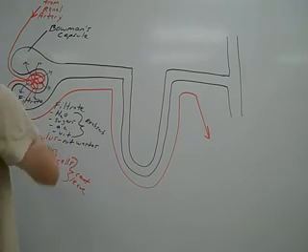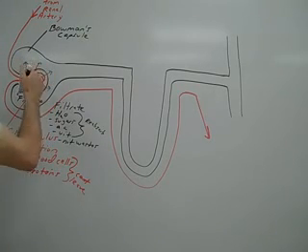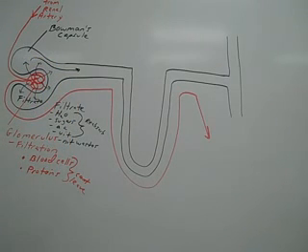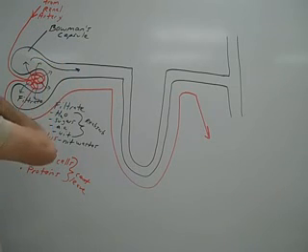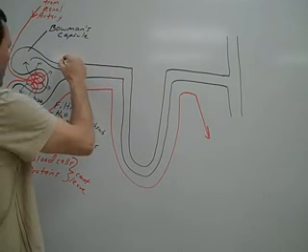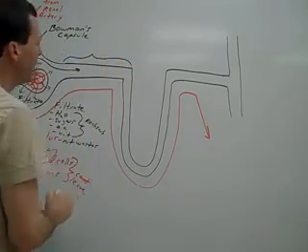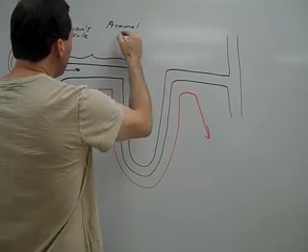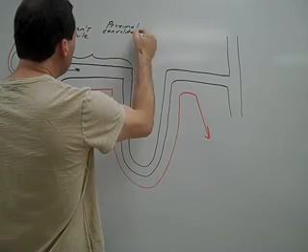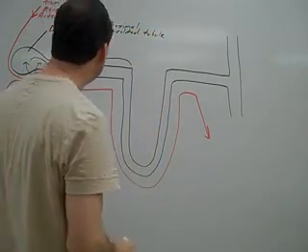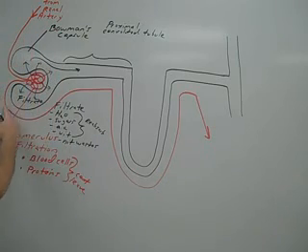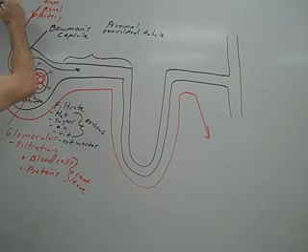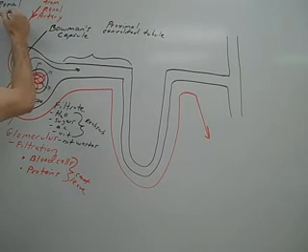All right, so we're in Bowman's capsule, and this filtrate is beginning to leave. So the filtrate's going to go in this direction. And as the filtrate goes in this direction, this is the next part of the assembly line, right here. And this is going to be referred to as the proximal convoluted tubule. It's proximal to the renal corpuscle here. And by the way, the renal corpuscle, I'm going to go ahead and write that right here. Renal corpuscle.